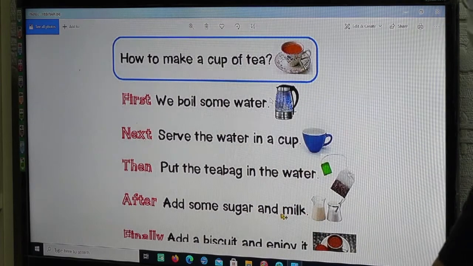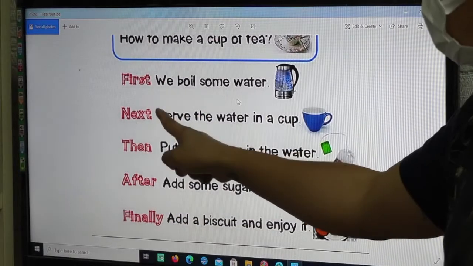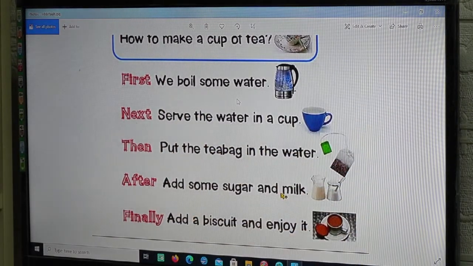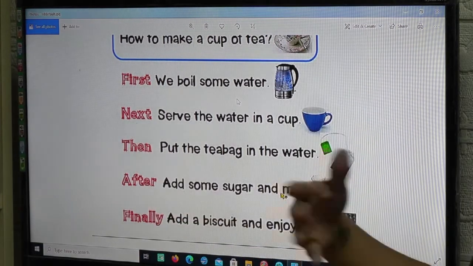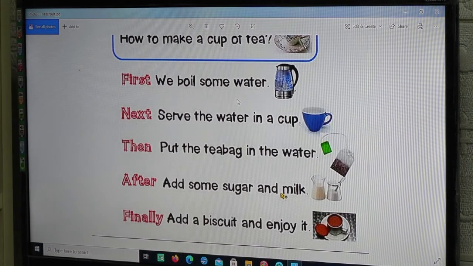Now here we have the same connectors. Okay, we have the same connectors here. First, next, then, after, or after that. Again, I told you you can use different types of connectors. In this case, they use after. We can say after that as well. And then finally, towards the end.